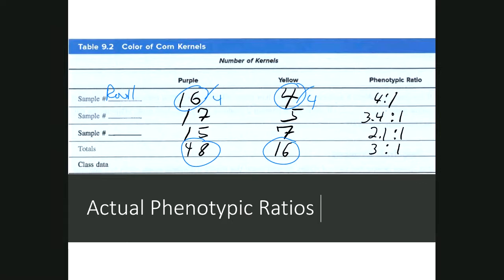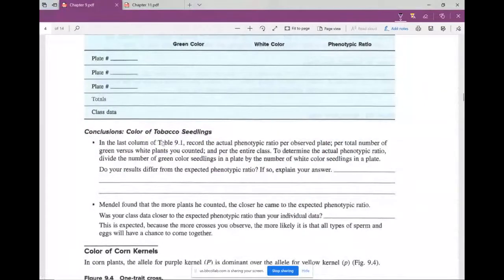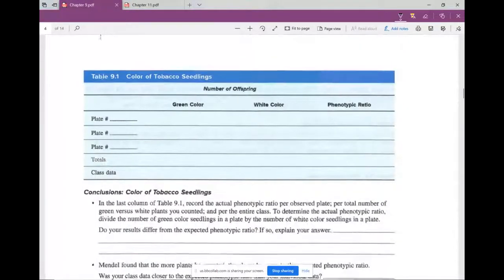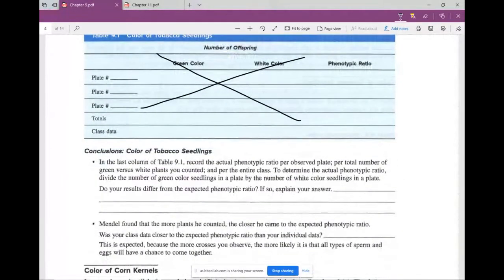Okay, I'm going to share my screen again so we can answer the question. All right. So, this is the tobacco seedlings, which we're not going to do. All right. Do your results differ from the phenotypic ratios?